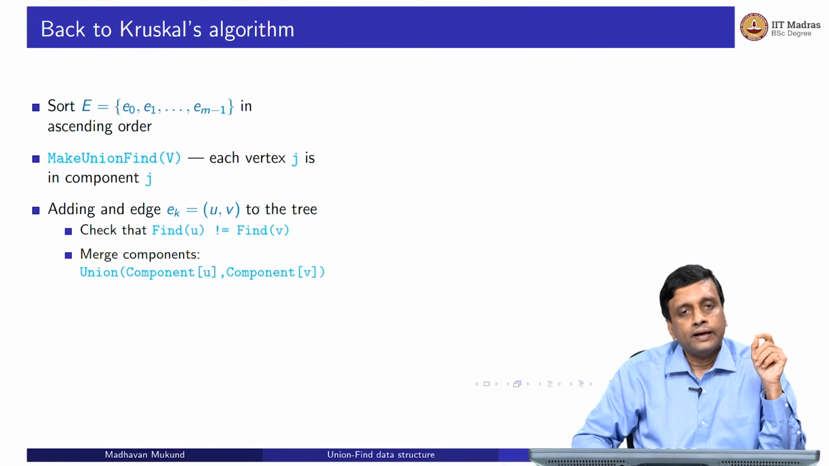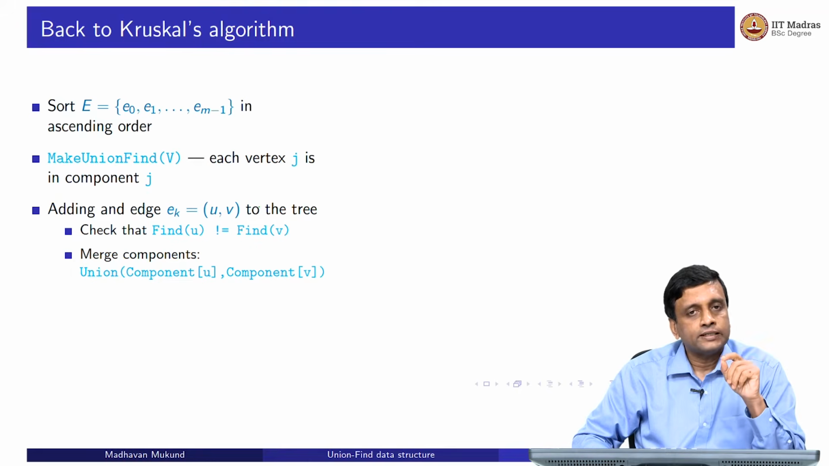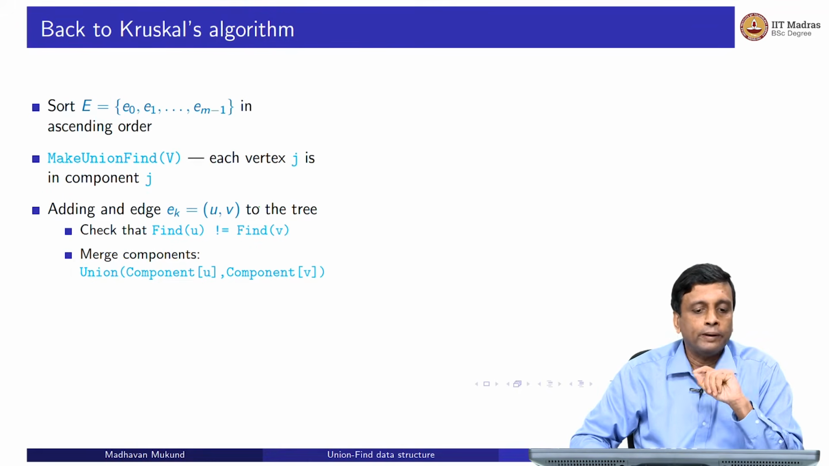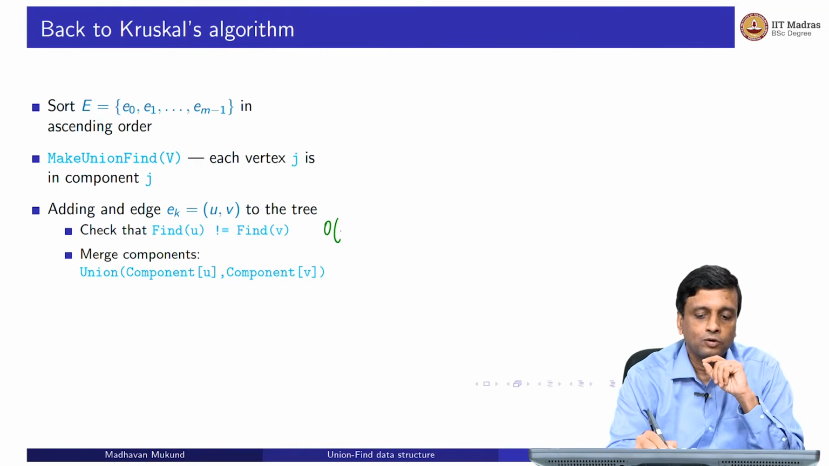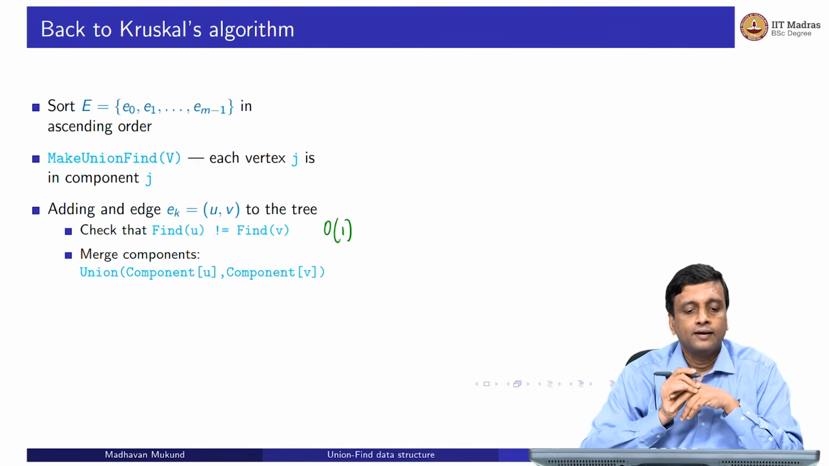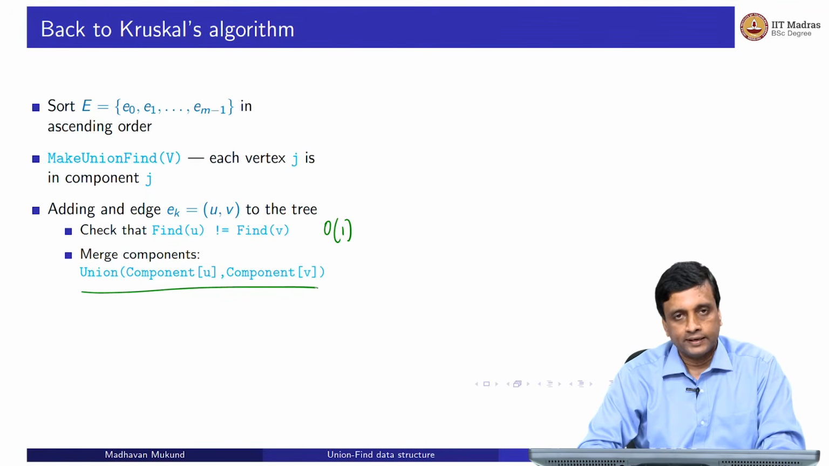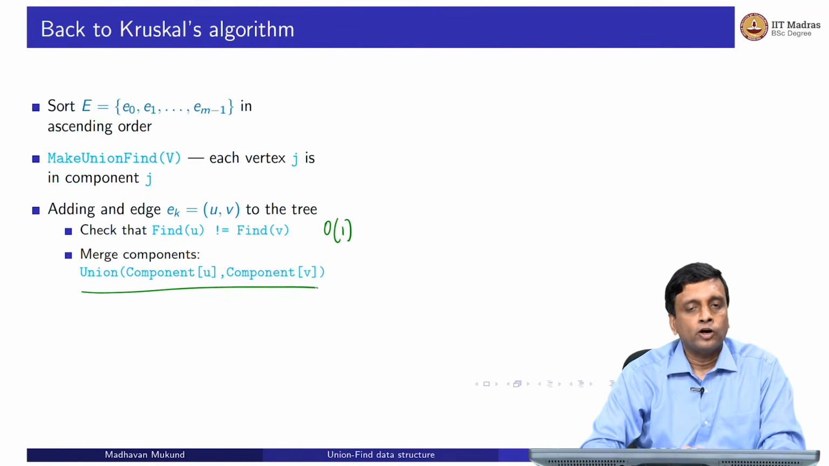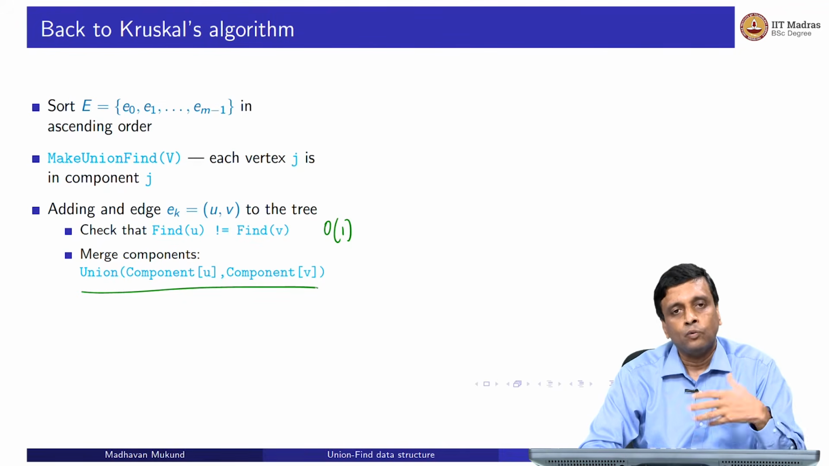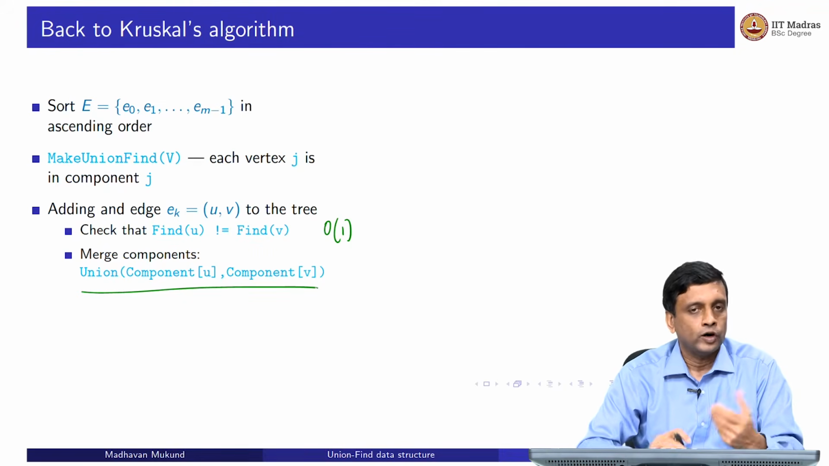Now, when I check whether an edge needs to be added or not, I need to look up the component name of the two endpoints, but this is order 1 time because I just have to look up my component name. And now this is the step which was bothering us. Earlier this was taking order n time when we did it naively, but now we know in this amortized sense this is going to take log m time.